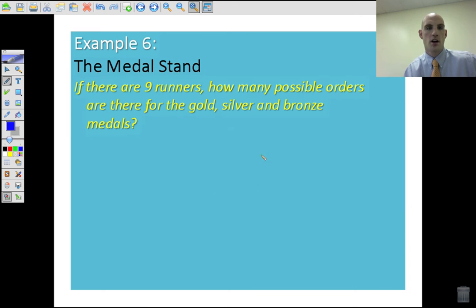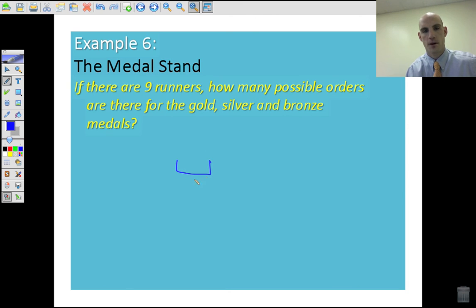Okay? So, try this one on your own. This is example 6. This is the medal stand. There's 9 runners this time. Still a race. How many possible orders are there for the gold, silver, and bronze medals? Pause right here. Try this one on your own. I'm going to keep rolling through it.